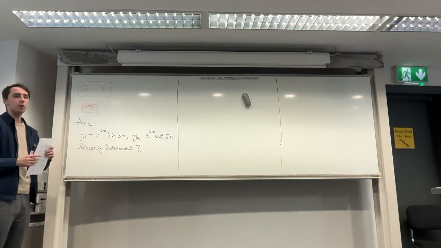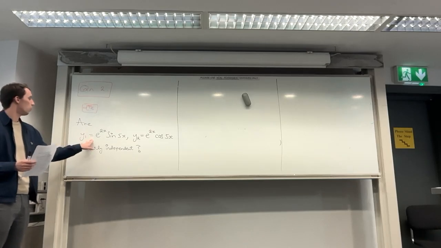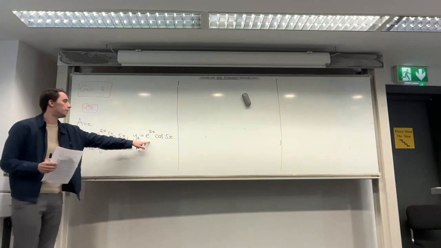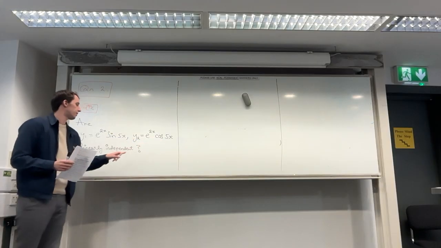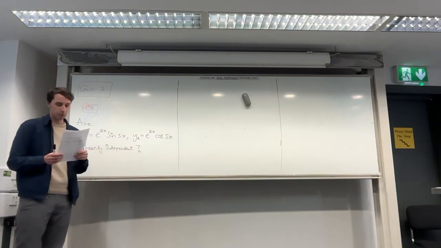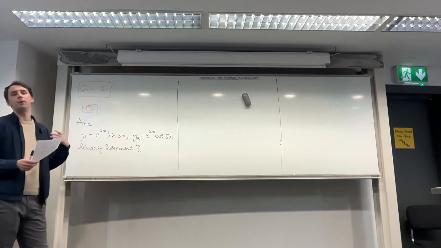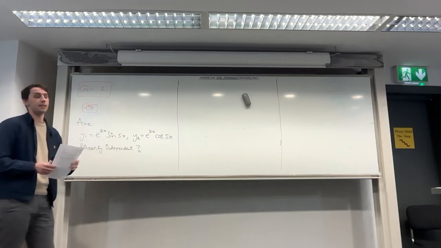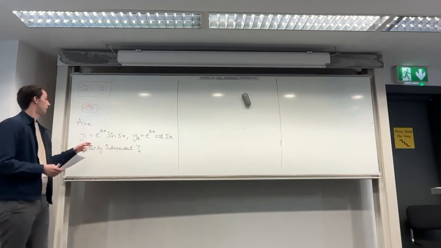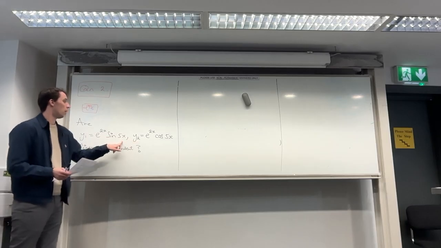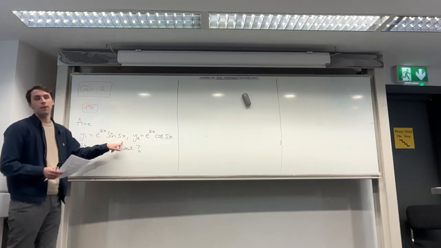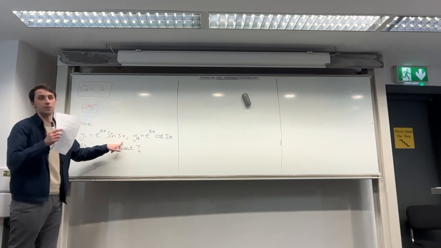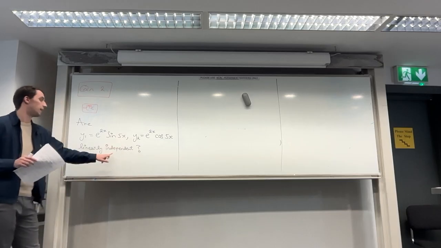In question 2, part 2, we're asked to determine if the functions y1 = e^(2x) sin(5x) and y2 = e^(2x) cos(5x) are linearly independent. Recall from your lectures, to determine if two functions are linearly independent, you need to use the so-called Wronskian test. The Wronskian test tells you that if the Wronskian of y1 and y2 is equal to 0, then the two functions are linearly dependent. If the Wronskian is always non-zero, then the functions are linearly independent.